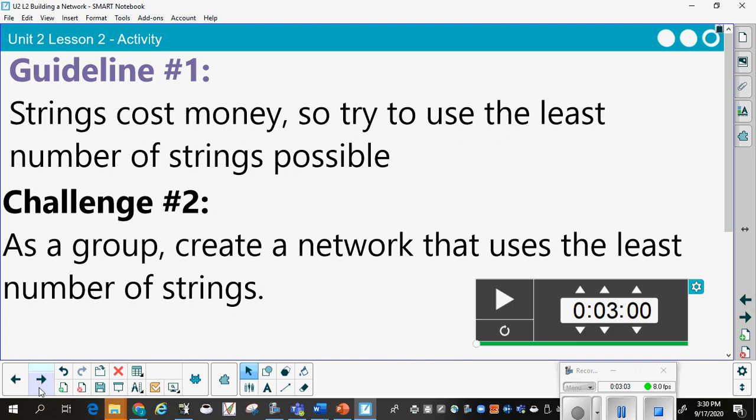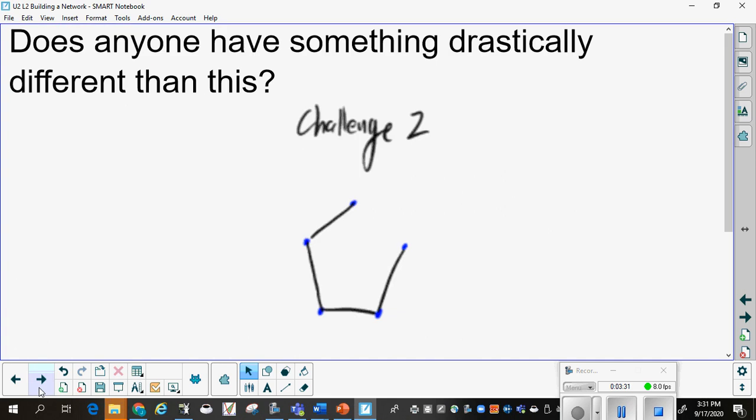Strings, just like networks, cost money. So you want to try to use the least number of strings possible. You want to create a network that uses the least number of strings, but so that you could talk to anyone in the network. Again, pause the video and try this challenge. Give yourself about 3 minutes. Pause and resume. Does anyone have something drastically different than this?